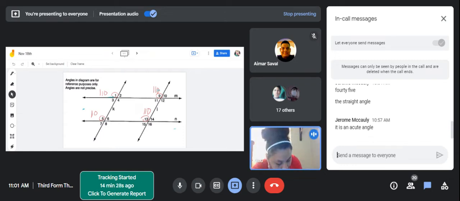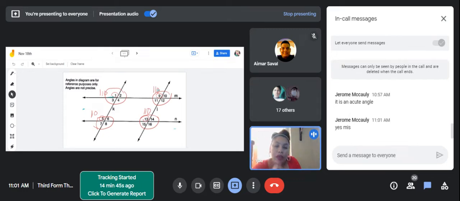Take a look at these four, and these four. All four of them must measure exactly the same. Right? Yes? Yes, miss. Now, let's look at number 2. If 1 is 110, what will number 2 measure?